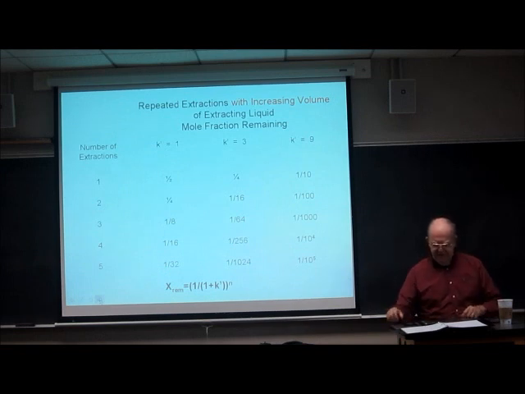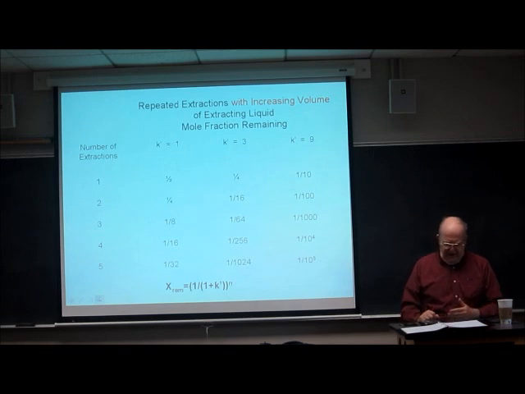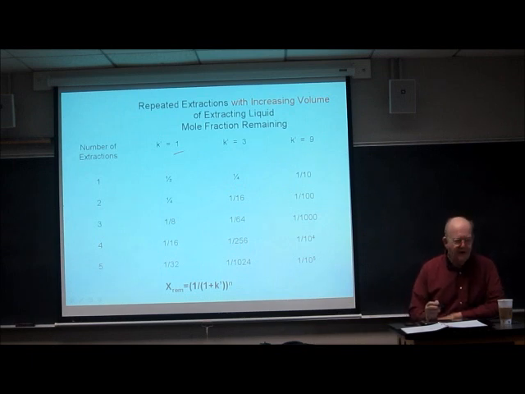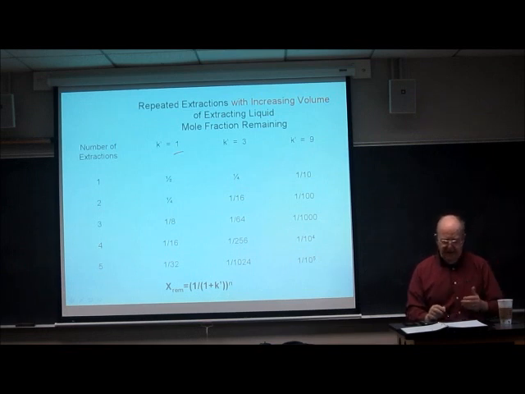Okay, a few details. Let's suppose I do repeated extractions, one, two, three, four, five extractions, and my K prime is one. Well, if you do one with a K prime of one, then the fraction remaining is a half. If you do two, it's a quarter, like I just showed you. If you do three, it's an eighth. If you do four, it's a 16th. If you do five, it's a 32nd.